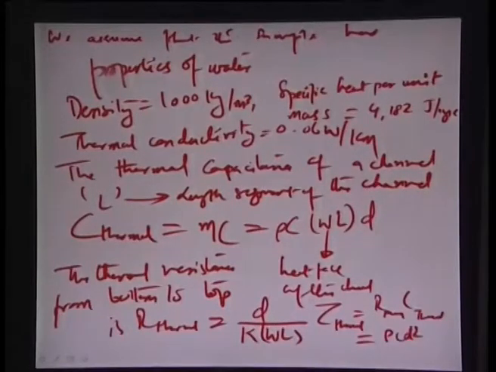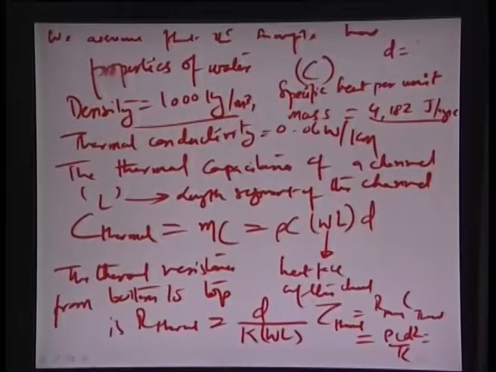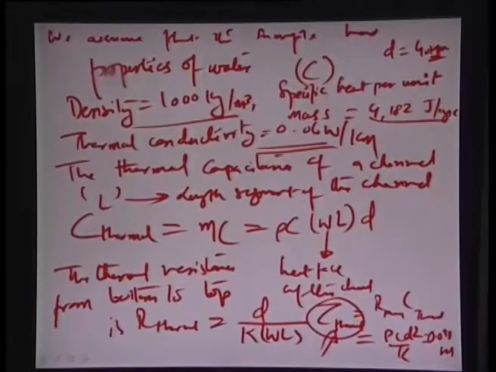rho C D square by K, and this comes out to be, assuming these various values of density, specific heat per unit mass C, the D value of about 40 microns, and also the thermal conductivity of 0.06 watts per Kelvin meter, 0.011 seconds. That is how the whole time constant of this thermal circuit would be denoted.